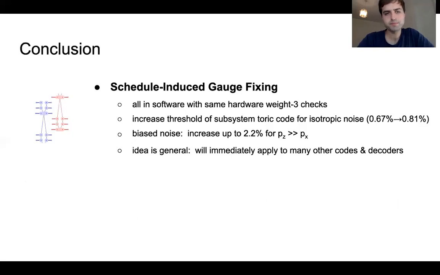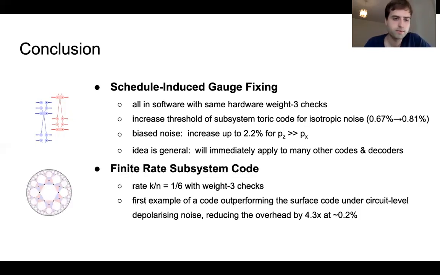So in conclusion, we've introduced schedule-induced gauge fixing. This is a technique that is all in software and uses the same hardware weight-3 checks. We've shown that this technique can increase the threshold of the subsystem toric code for depolarizing noise from 0.67% to 0.81%. Under bias noise, the improvement's even more dramatic, increasing up to 2.2% for infinite bias for circuit level noise. And the idea is general, so it can immediately apply to many other codes and decoders.